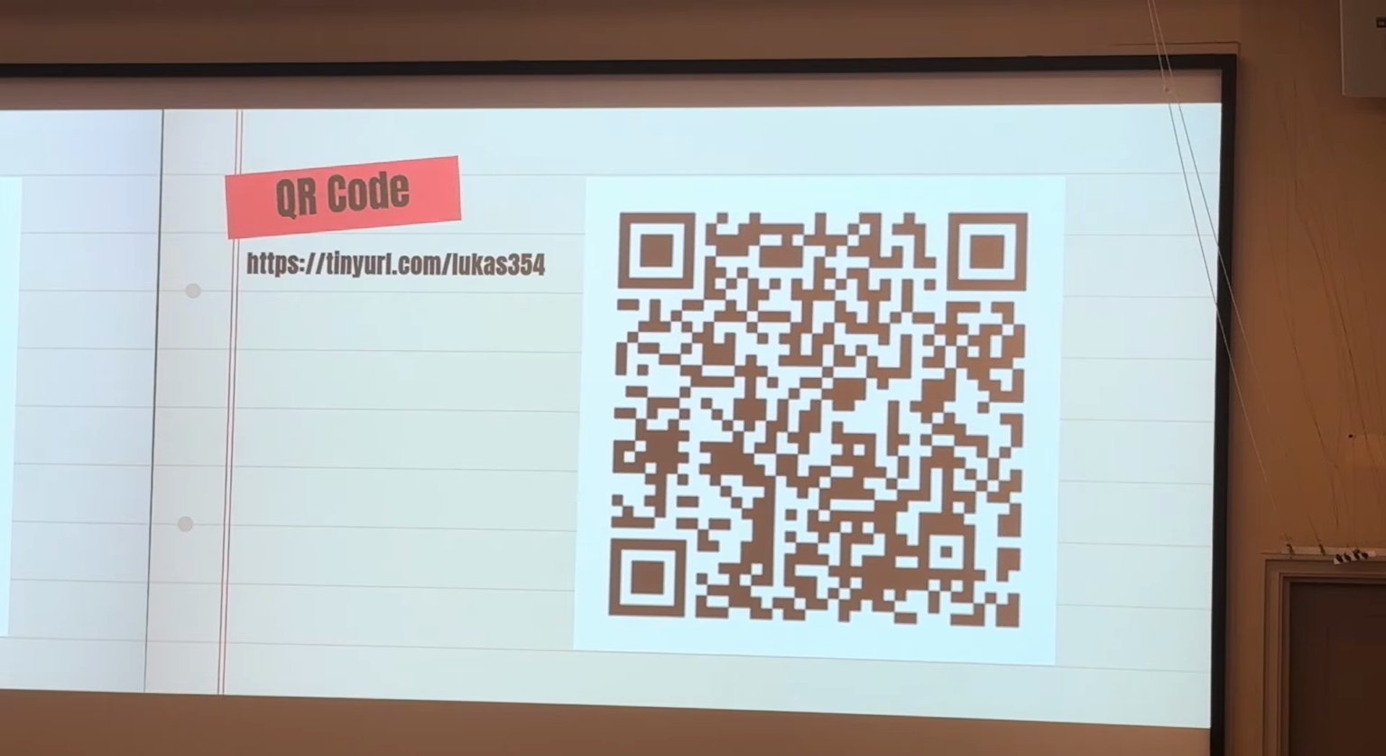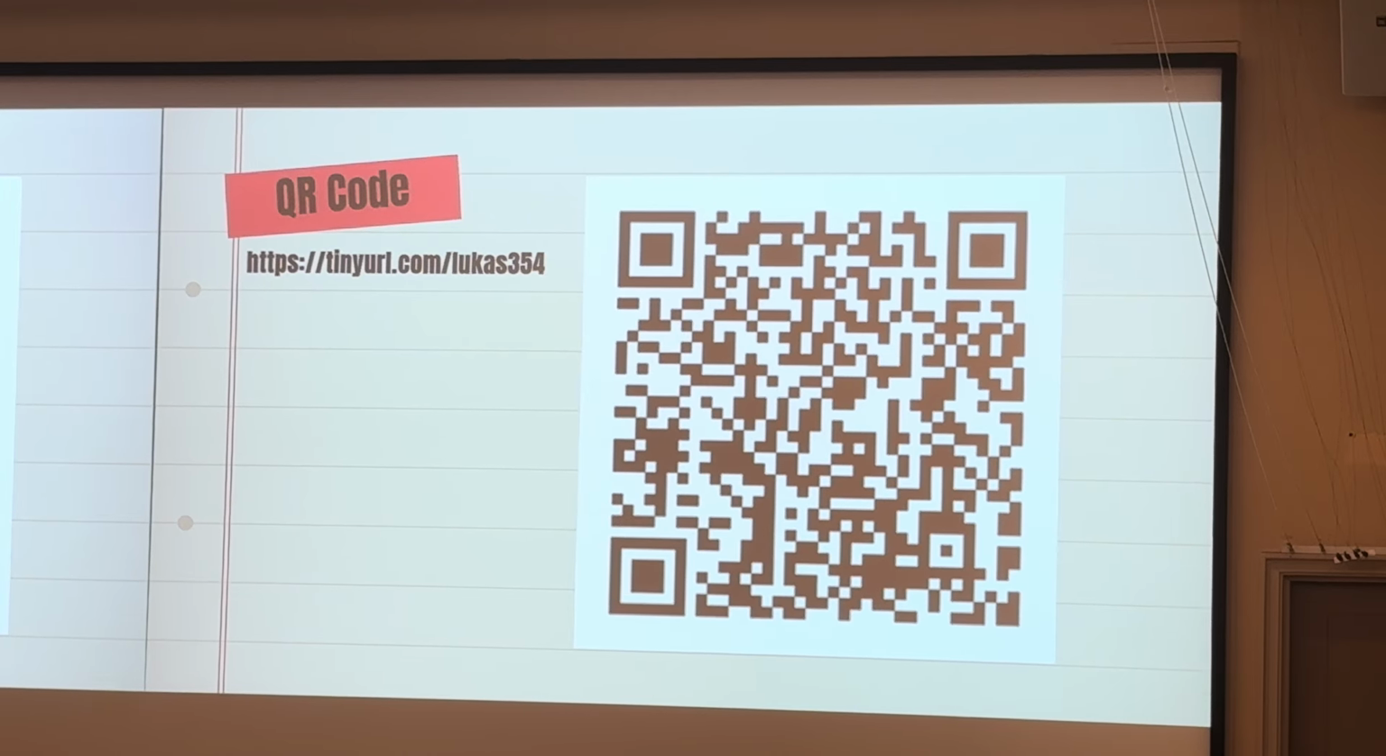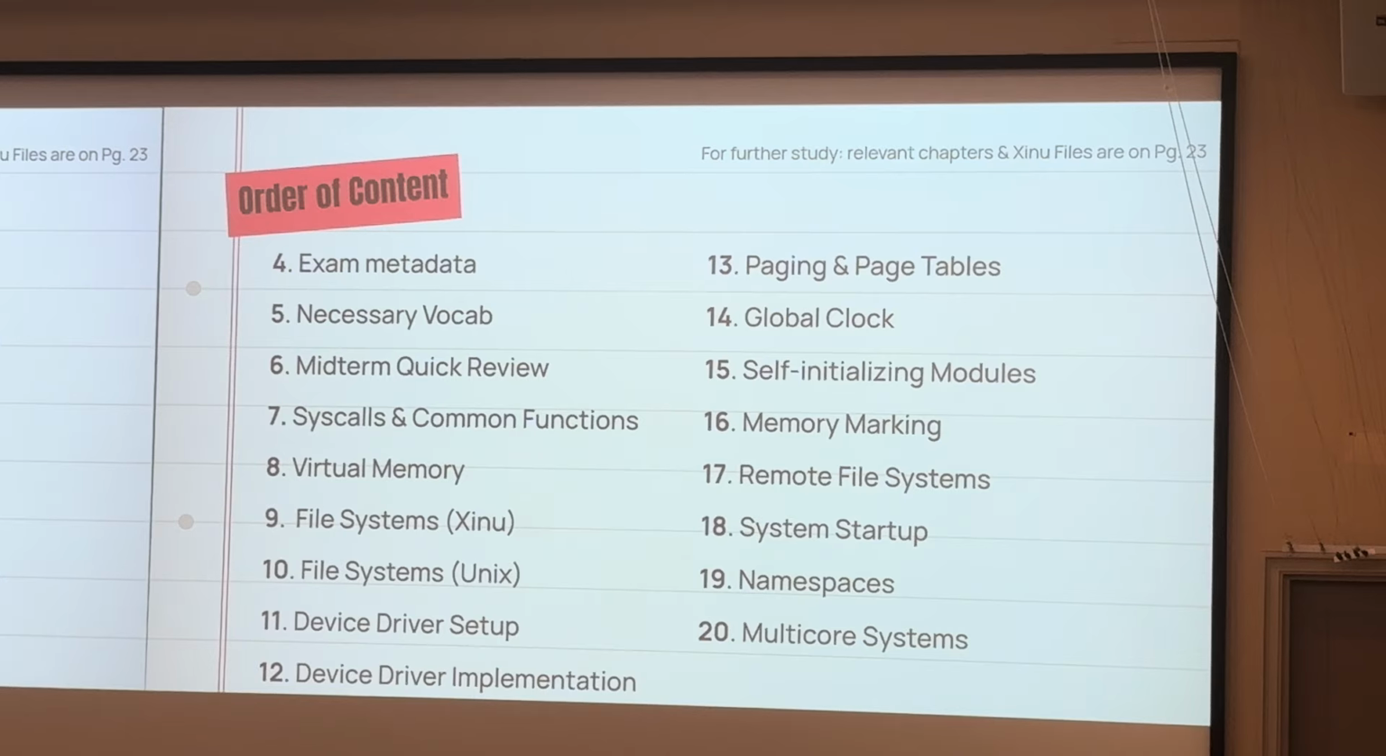Okay, here's the QR code. So I'm gonna have all this stuff available. I'm gonna post on the EdStem, and then we're gonna have some other stuff, but yeah, if you guys wanna just look into it, I'll give you a few seconds. All right. Everyone good? Okay.